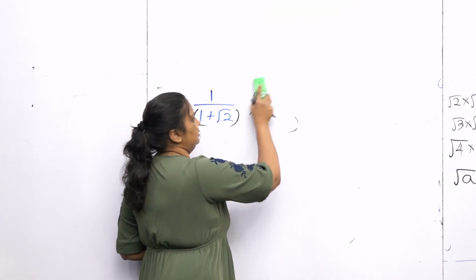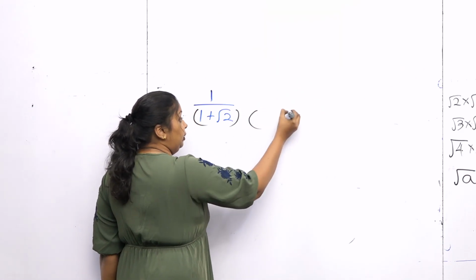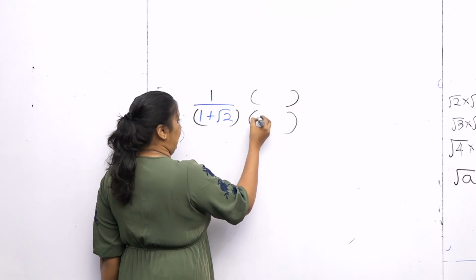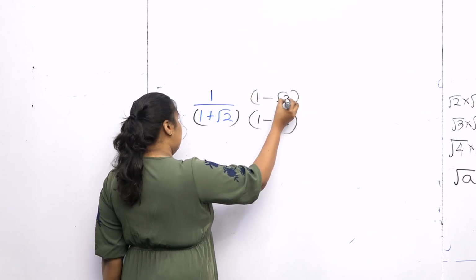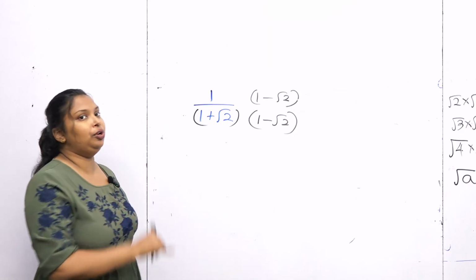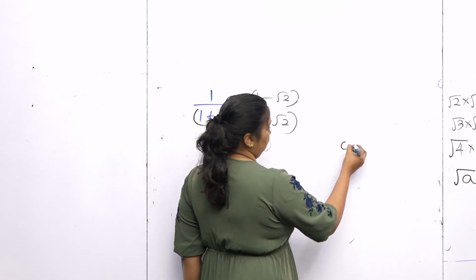I will multiply both denominator and numerator by 1 minus root 2. We say that this is the conjugate of the denominator. Conjugate, a new word, conjugate.